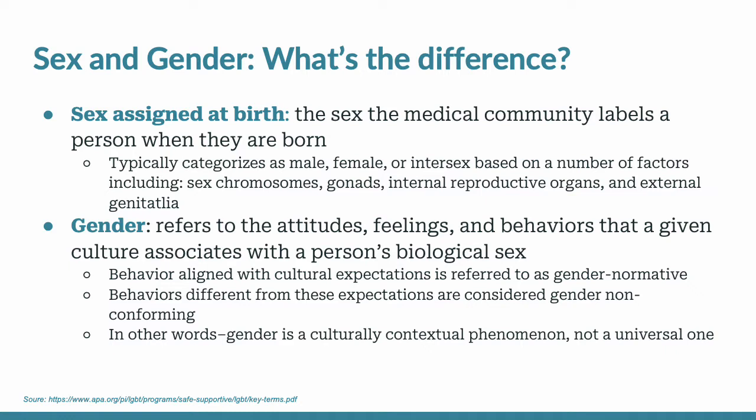Then gender refers to the attitudes, feelings, and behaviors that a given culture associates with a person's biological sex. So what this means is that gender is culturally contextual, and different types of cultures and groups of people will have different norms on what is referred to as gender normative, which are behaviors aligned with cultural expectations, and what would be considered gender nonconforming, behavior that is different from these expectations. So in other words, gender is a culturally contextual phenomenon rather than a universal or inherent one.